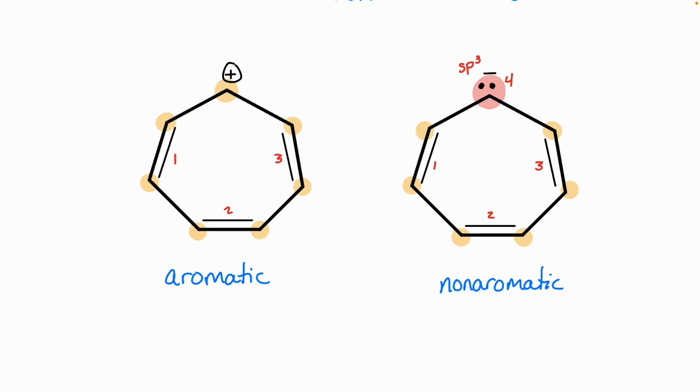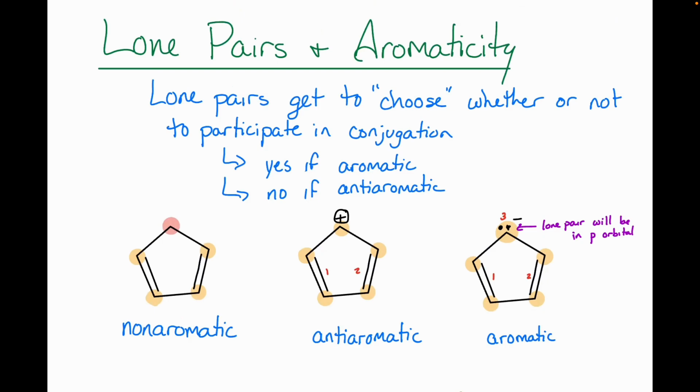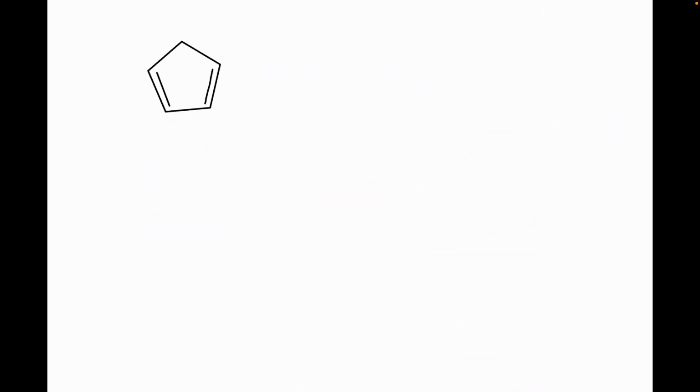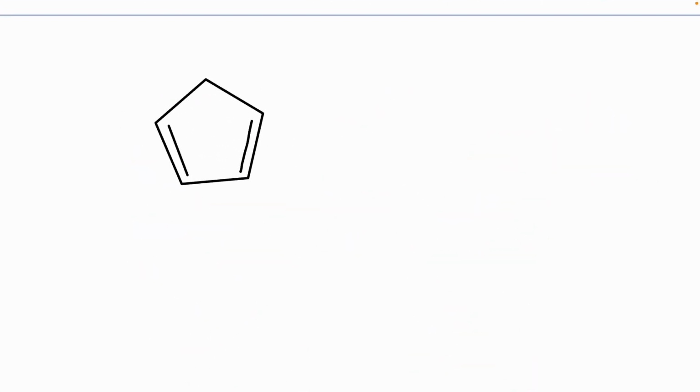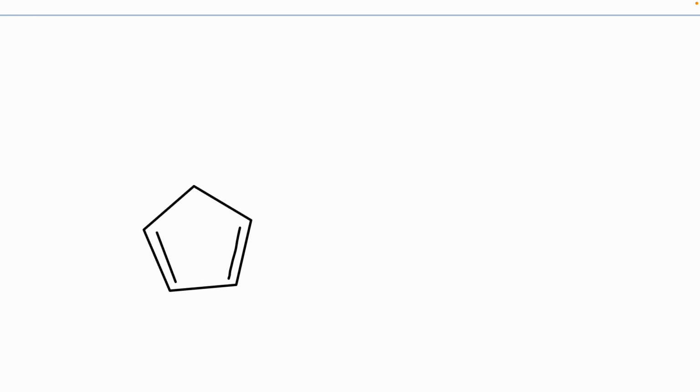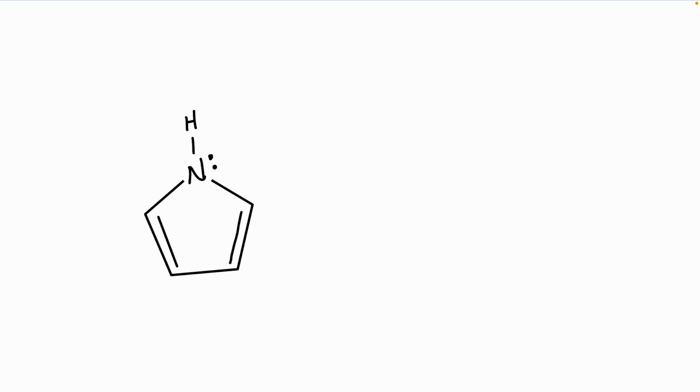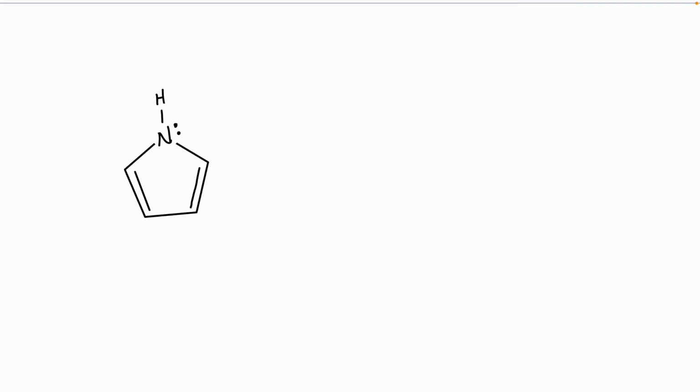Okay. Now we were talking about carbanions, but there are other elements out there that can have lone pairs as well. So another example of a similar compound would be if I have a nitrogen in my ring. So I'm going to replace this carbon with a nitrogen. That nitrogen has a lone pair of electrons, so that lone pair gets to decide whether or not it's going to participate in the conjugation of that ring.